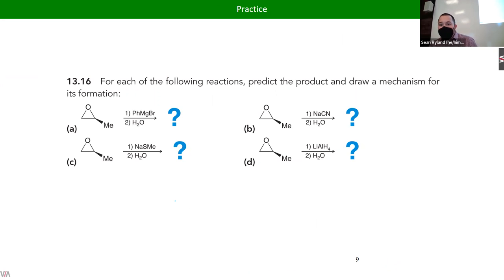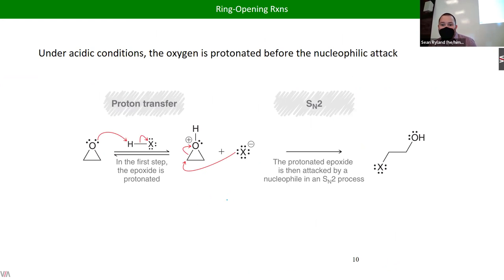All right, so there's some more practice here. We'll go over some of these after break. But I wanted to look at what happens if we do this under acidic conditions first. If we do this under acidic conditions, the order of our two steps changes, right? We have a proton transfer and then SN2.